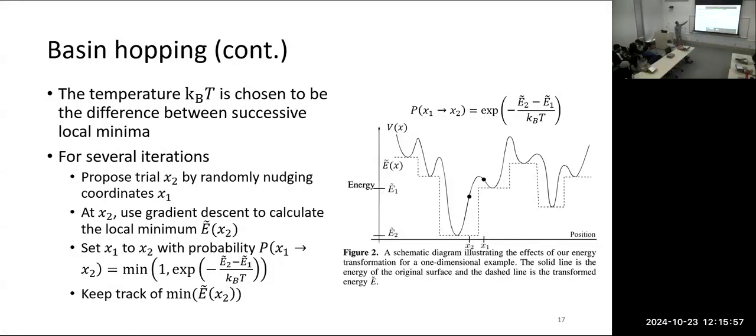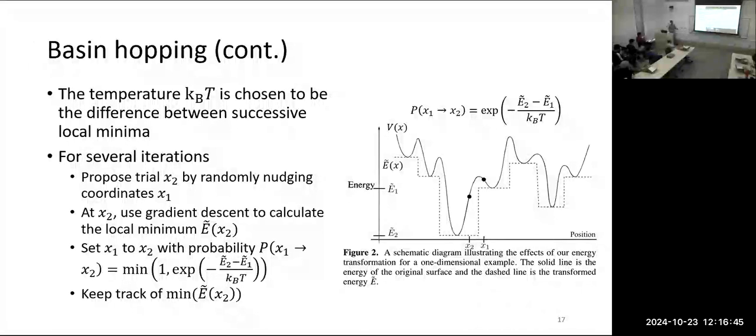Well, first I should point out that there is a certain temperature in the Metropolis sampling formula, which is going to be proportional to the distance between successive local minima. And for several iterations, we have an initial coordinate, and then we propose a trial coordinate, which is some random perturbation of your current guess. Then, given your new guess x2, you calculate using gradient descent the local minimum of V of x that you would get if you started at x2, and that's E tilde of x. And then you accept this new guess x2 with probability depending on the difference in the energies that you get from x1 versus x2.